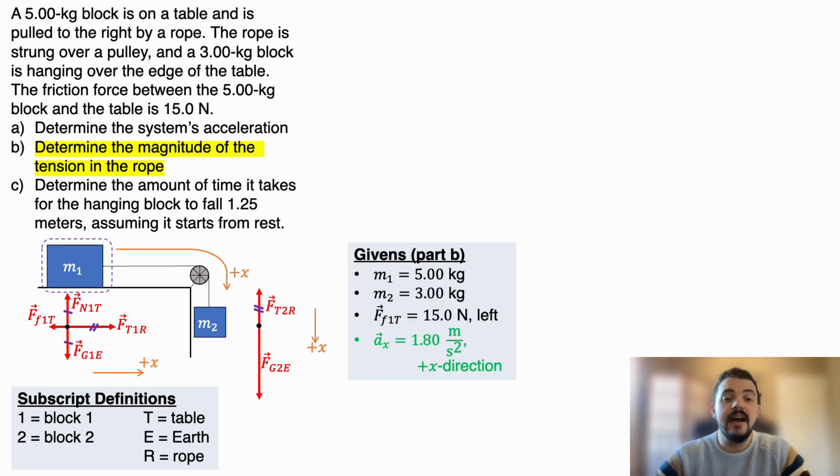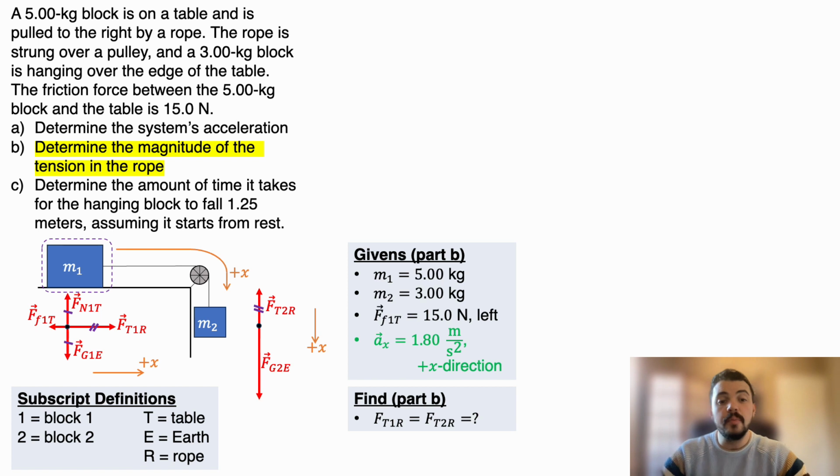We're going to write our givens list. Anytime that you have found something in a previous part of the problem, it becomes a given for the later parts of the problem. So I have the same three givens as before, but from part A, we can add in that the acceleration in the x direction is 1.80 meters per second squared in our positive x direction. And the find for this particular problem is the tension in the rope, which we could write as the magnitude specifically.